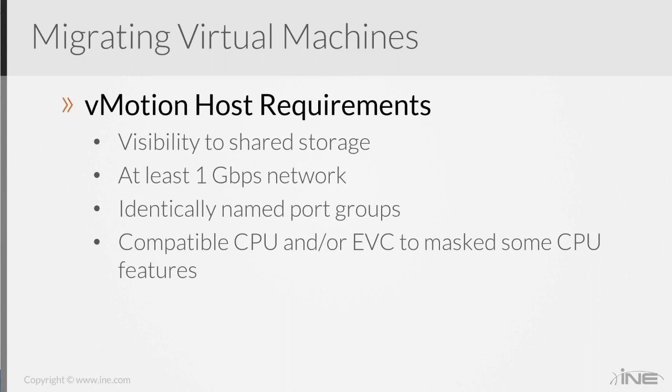Secondly, we would want to ensure that we have at least a 1 gig network in our host. Ideally, you would want to have 10 gig networking between your hosts if you're pushing a lot of vMotion traffic.